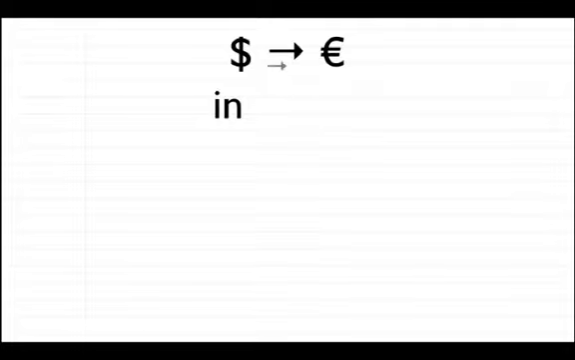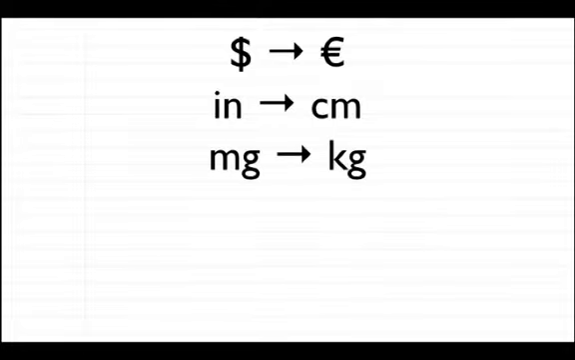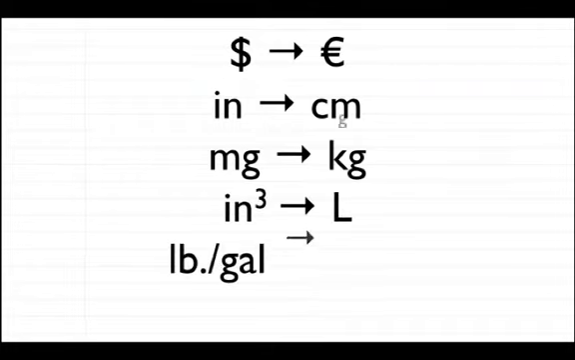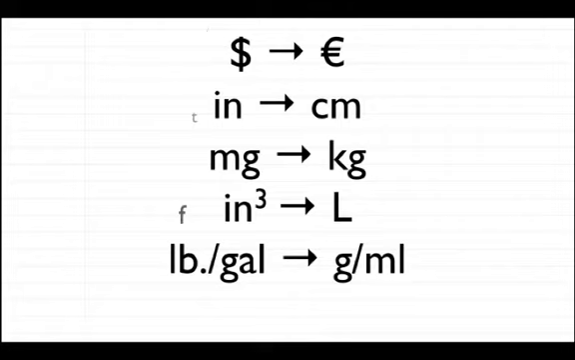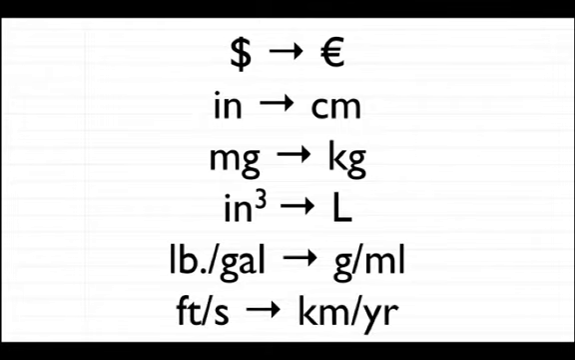A few examples of converting units are dollars to euros, inches to centimeters, milligrams to kilograms, cubic inches to liters, pounds per gallon to grams per milliliter, and feet per second to kilometers per year. In each of the above examples, the same basic principles for converting the units are used. Dimensional analysis is the one-trick pony of which we do many variations.